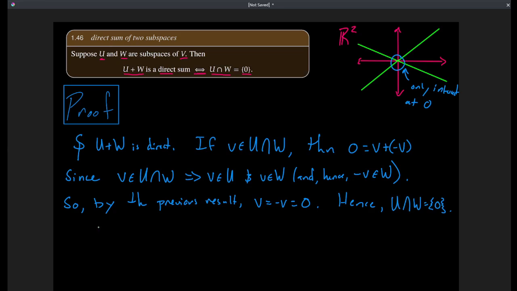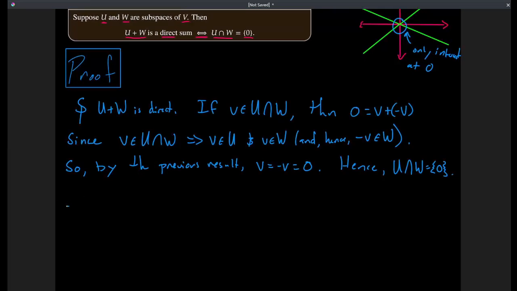Certainly the 0 vector is in there in the first place, right? Since both U and W are subspaces, they must contain the additive identity of the larger vector space. So 0 is definitely in there. What we've shown now is that anything else that's in there, just through this argument, is also 0. So there is nothing else in there. Okay. Now, let's suppose U intersect W is equal to just 0.